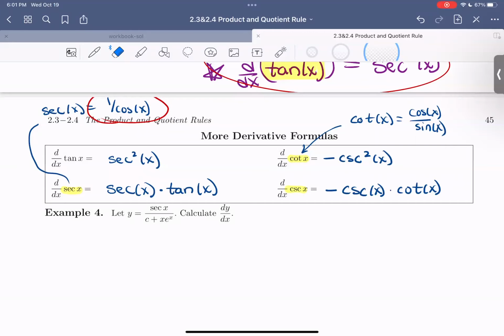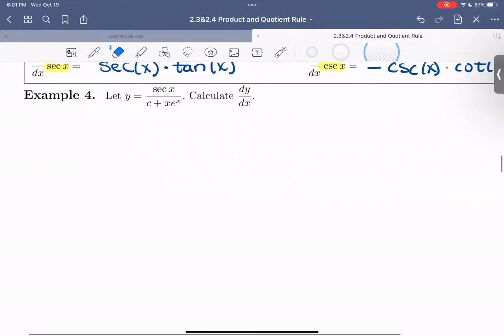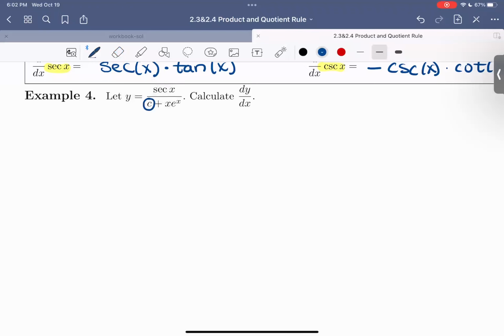All right, so in example 4, we're told to let y equal secant x over c plus x e to the x. And we want to calculate the derivative with respect to x. So one thing to note here is that since we're taking the derivative with respect to x, we're treating this c just as a fixed constant. So it might as well be 1, 2, just some fixed number. So just keep that in mind when we're computing the derivative.